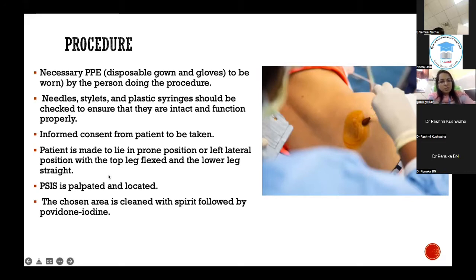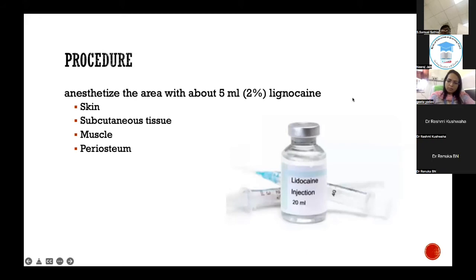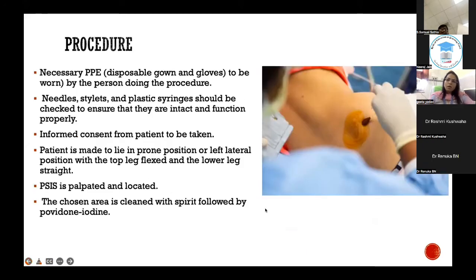The patient has to lie in a prone position or left lateral position, as I told you earlier, with the top leg flexed, or knee-chest position as we say it, and the lower leg straight. The PSIS is located, the most prominent part of the pelvis, and moving medially just adjacent to this dimple.